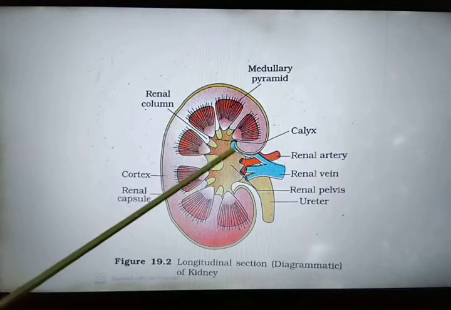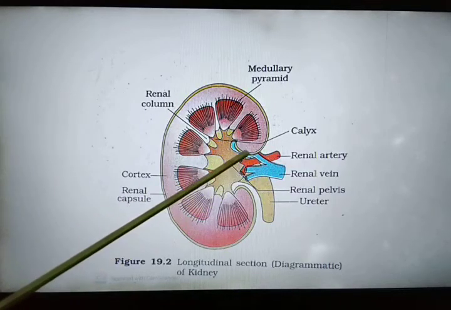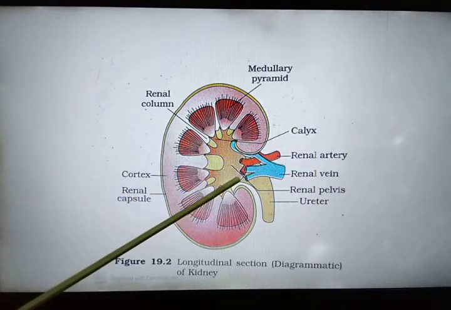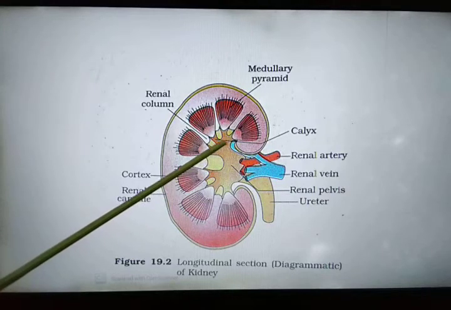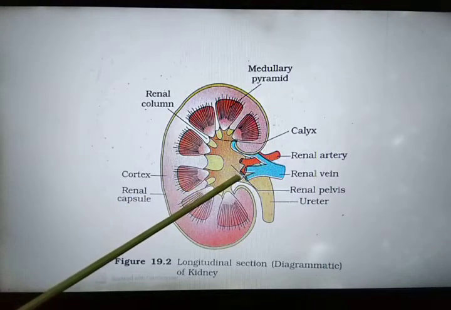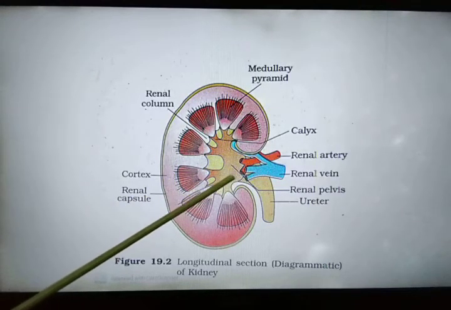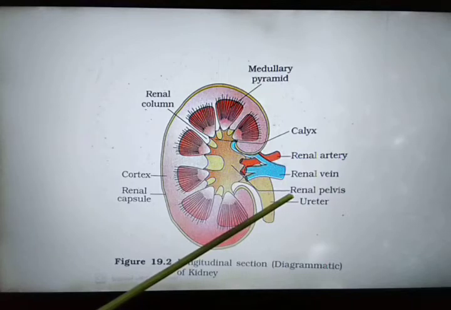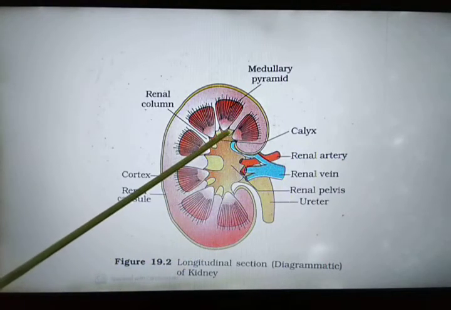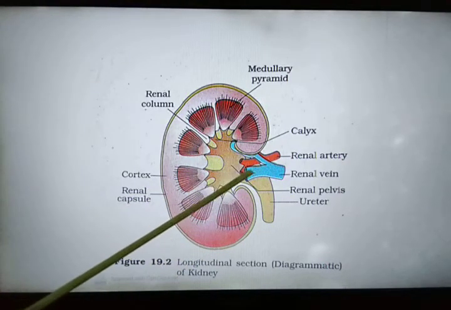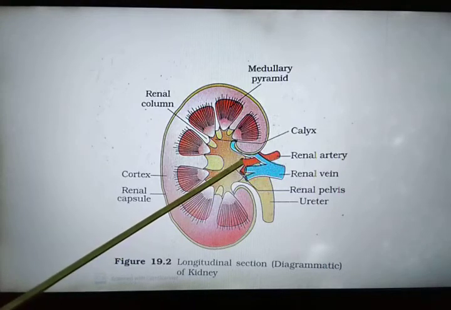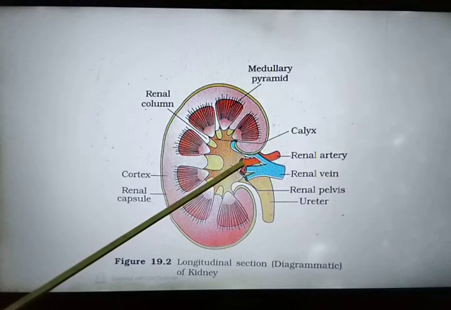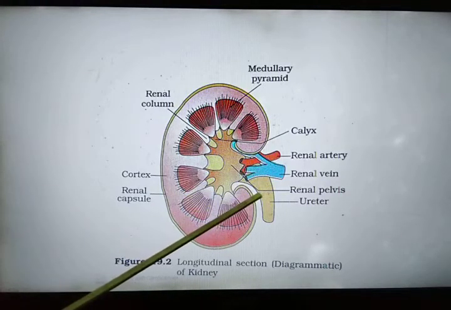You can see this is the mouth of the funnel. It looks like the mouth of a funnel. So these calyx open into a funnel shaped structure known as the renal pelvis. The renal pelvis is a funnel shaped structure which has the opening of the calyx on the inner side, and it has the opening of the renal artery, renal vein and ureter.